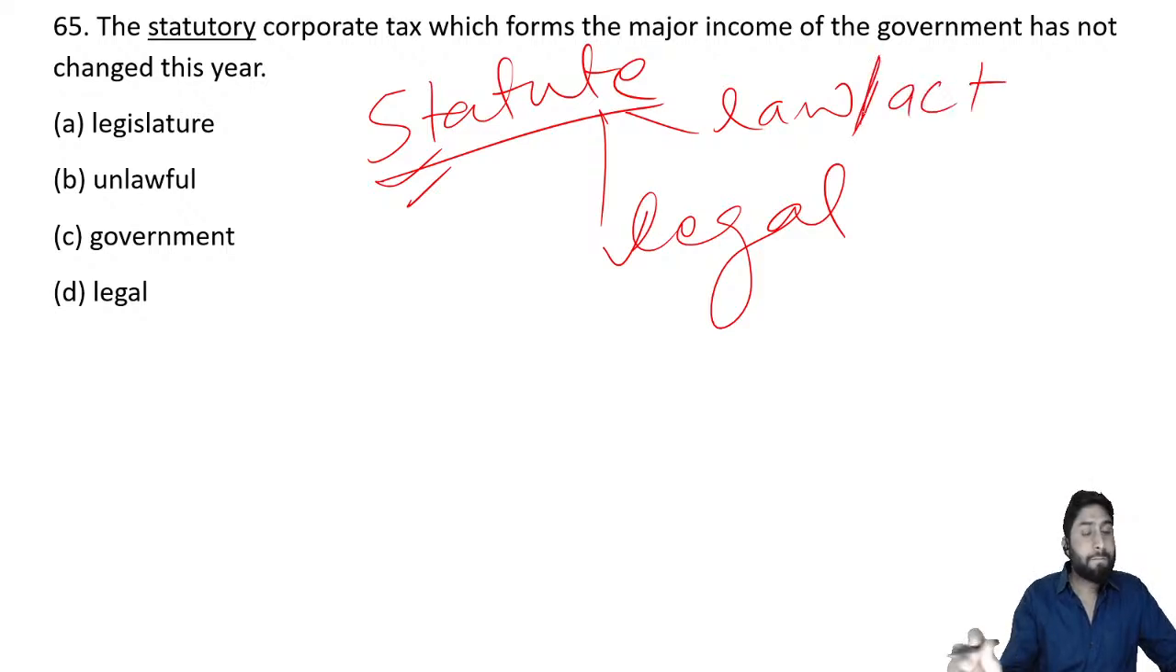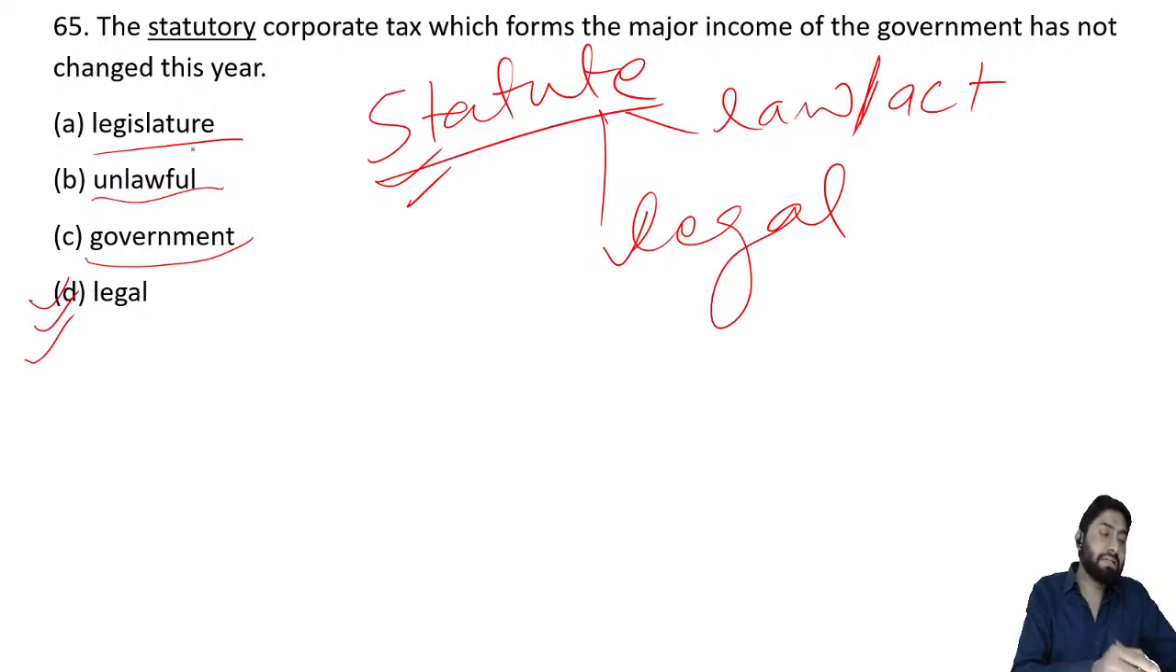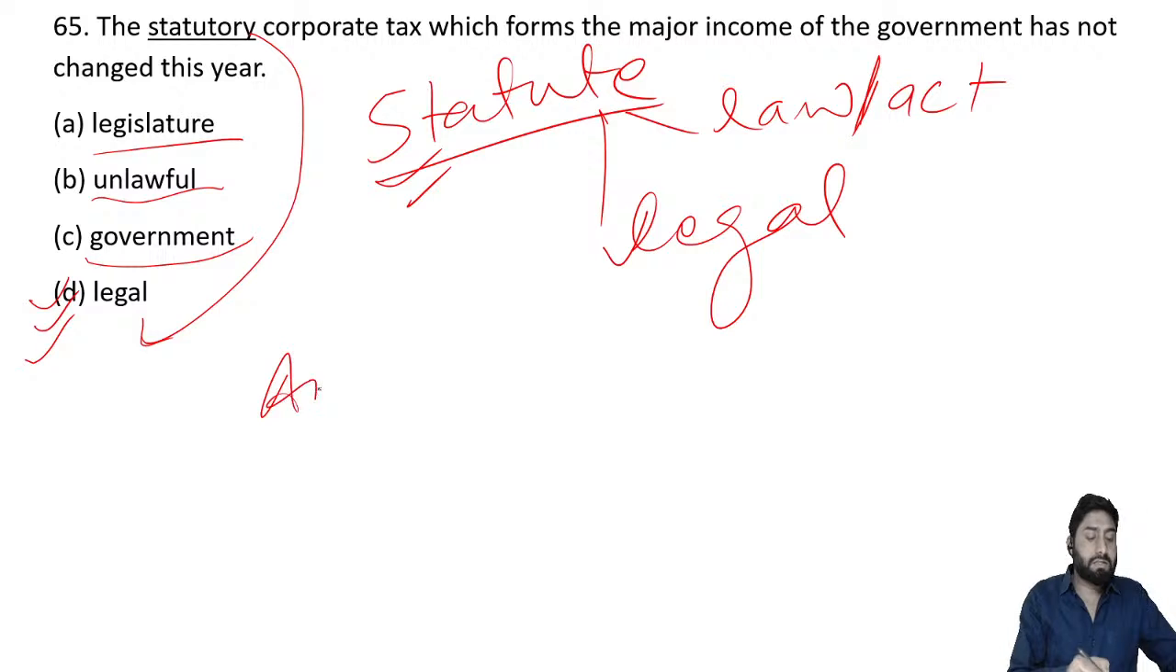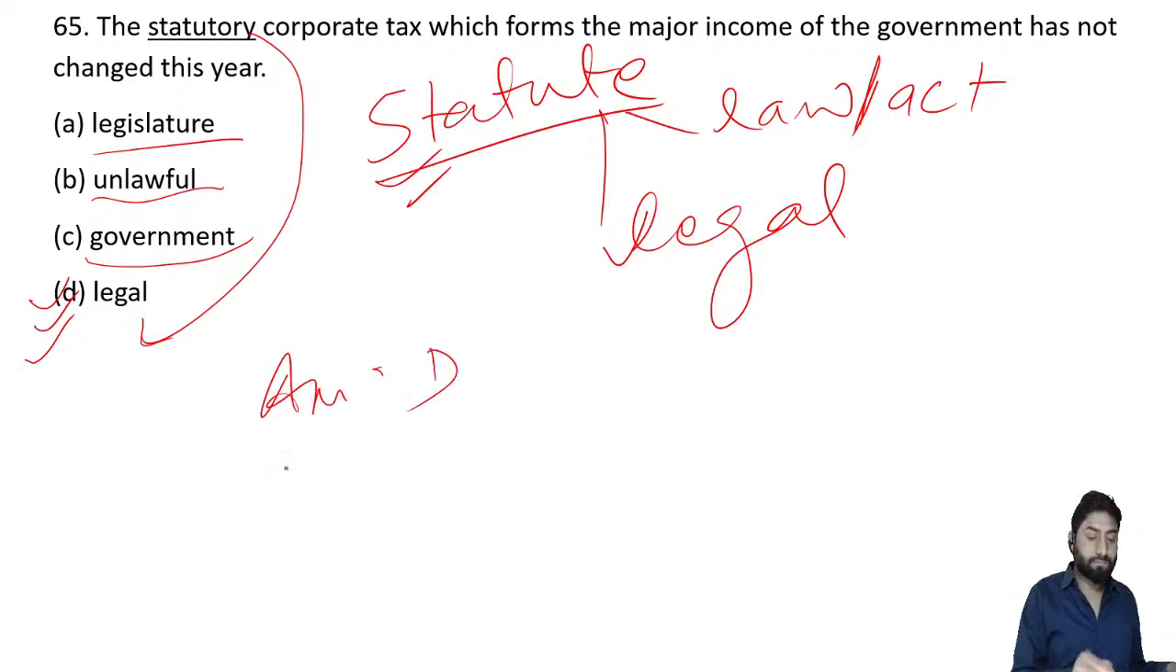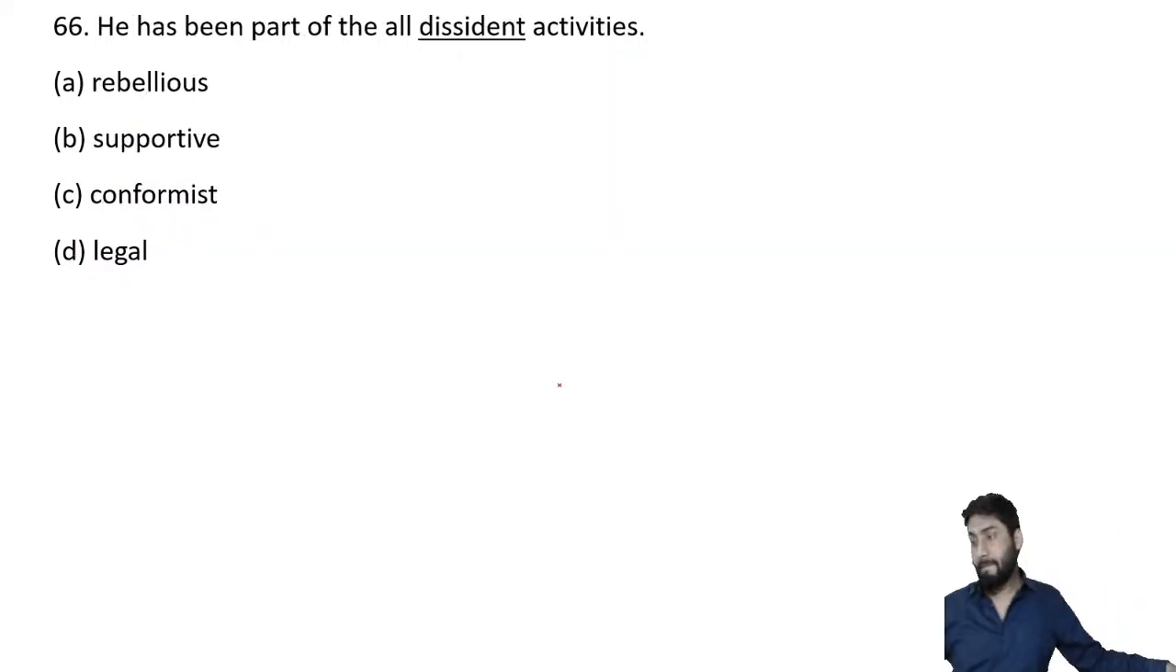It's a legal word. So legislature, unlawful, government, legal. If we talk about the synonymous word, legislature is those who are elected and then they make the law. Unlawful we know what it means. Government, we know what is government. So legal is the synonymous word. So the answer is D. Okay, that's the thing. Now next.